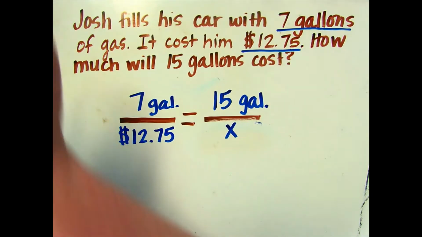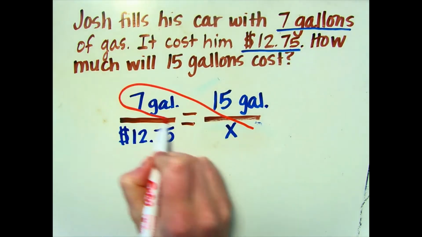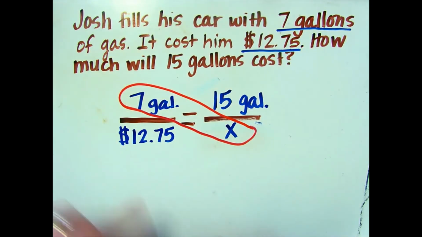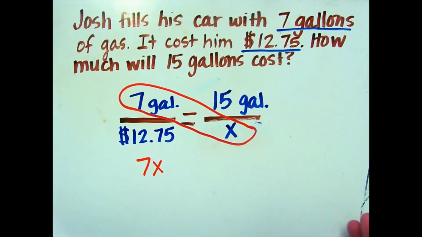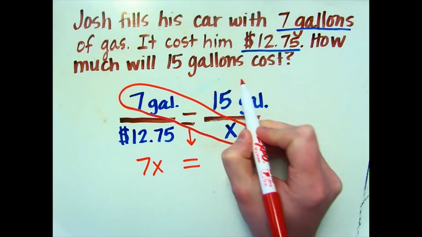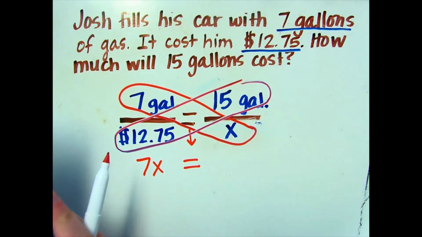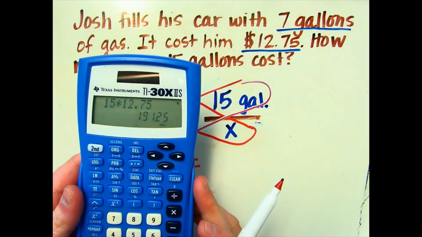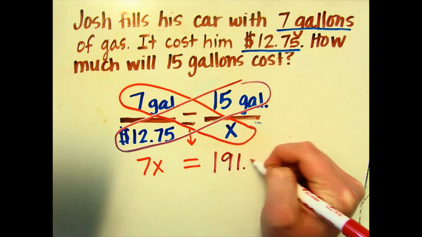So when you cross multiply, I like to circle. I need to multiply 7 times x. That's just going to be 7x. You're just going to stick them together. Then your equal sign has to come down. And then you're going to cross multiply these two numbers. So 15 times 12.75. And there's the bell. You're going to get 191.25. Now this does not mean that you're done.